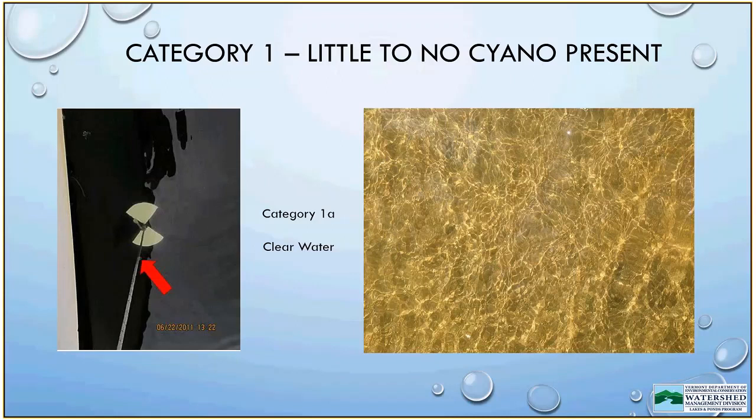Category 1 is when little to no cyanobacteria is present. There are a lot of different ways that this manifests itself on our lakes, so we have several subcategories here. Category 1A means the water is clear. If you were to be standing along the shoreline, you could see all the rocks and pebbles in the water. You would see your feet if you went out and stood in the water up to your knees, say.